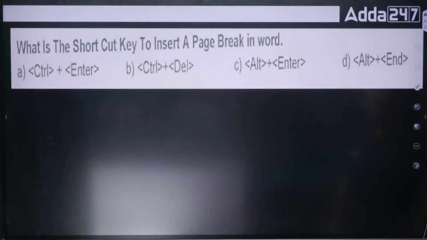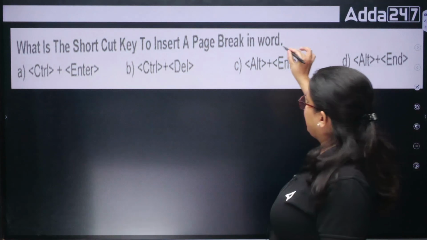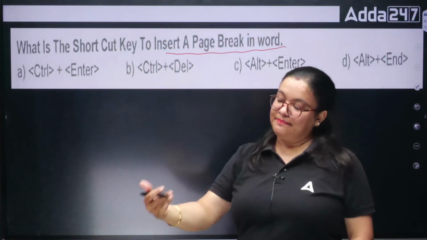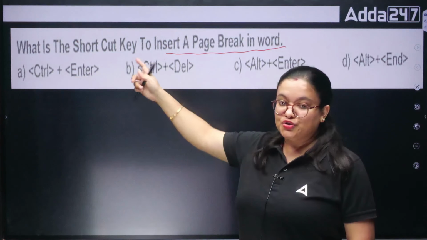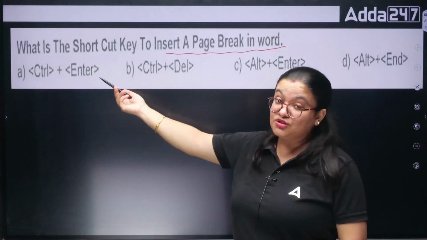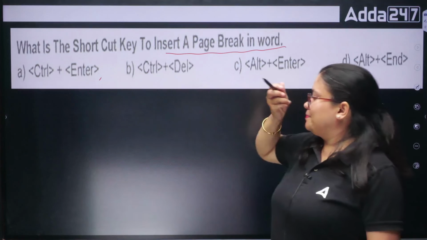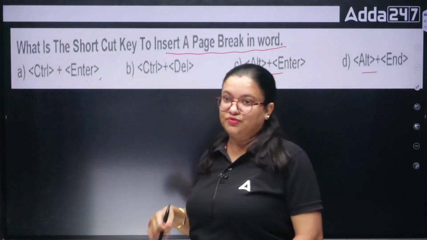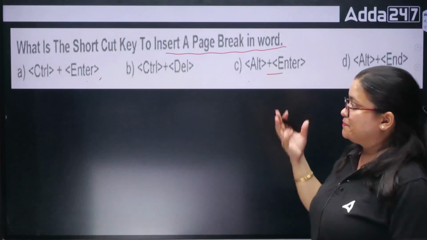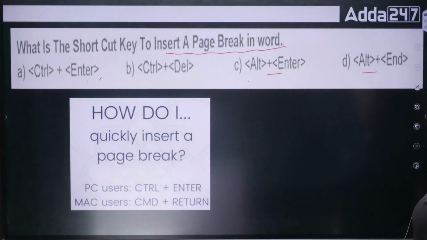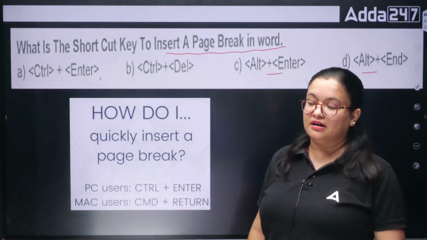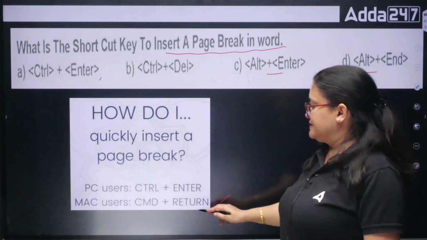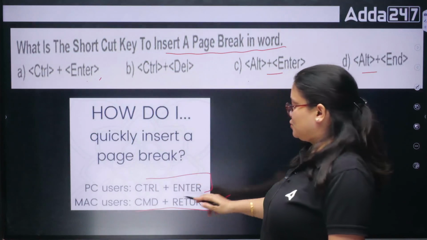Next question, what is the shortcut key to insert a page break in Word? Is it visible? Yes. So I want to insert a page break in between the words. Amongst these options, what will I use as a shortcut key? Control+Enter, Control+Delete, Alt+Enter, or Alt+N. The answer is either C or A. We have to press Enter, along with that we have to press which key? This is Control+Enter for PC users. Now if I am using a Mac, for them it is Cmd+Return, while for a PC it is Control+Enter.